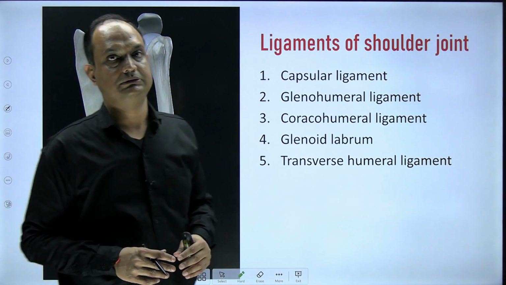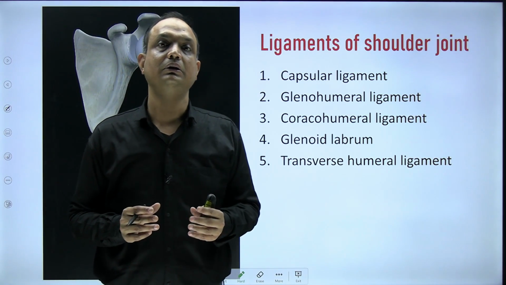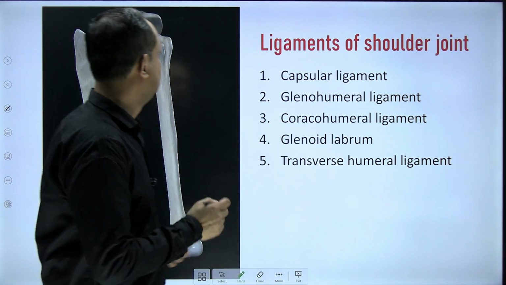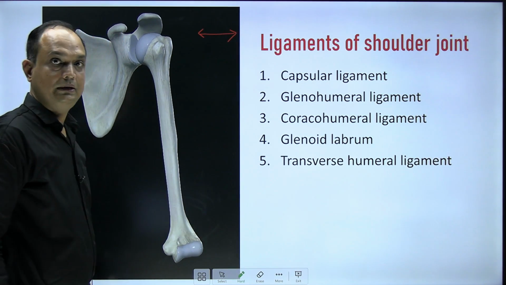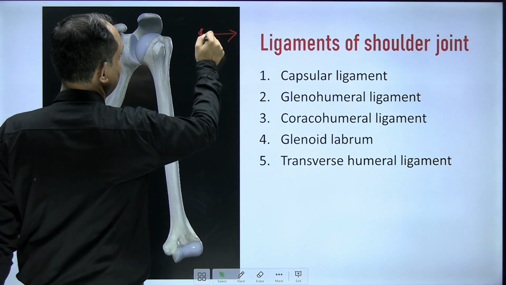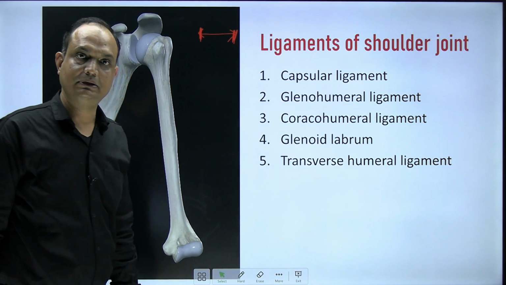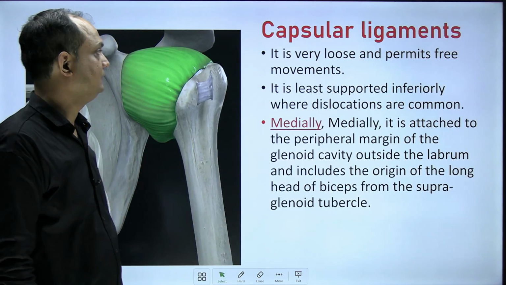My dear students, whenever we are reading any ligament, you have to write down the connection at both ends of the ligament. Suppose this is one ligament. Now this ligament has two ends. So you have to write down the attachment of the lateral end and the medial end of the ligament. So let's first discuss the capsule of your shoulder joint.